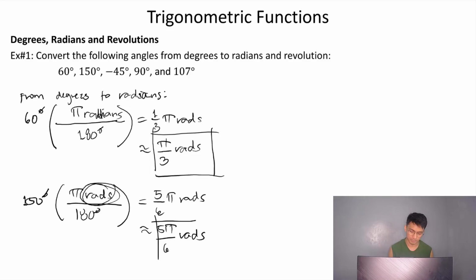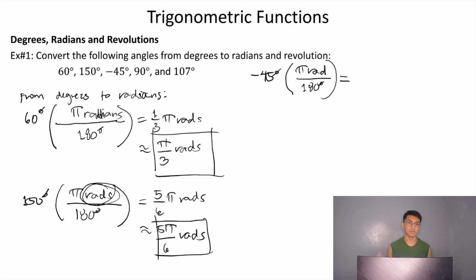Now, for the third angle, we have negative 45 degrees. Same process. Pi radians over 180 degrees. We can cancel the degrees, and by simplifying, we have 45 over 180. How many is that? It becomes 1/4, negative 1/4. Negative 1/4 pi radians. So, this is our conversion for negative 45 degrees.